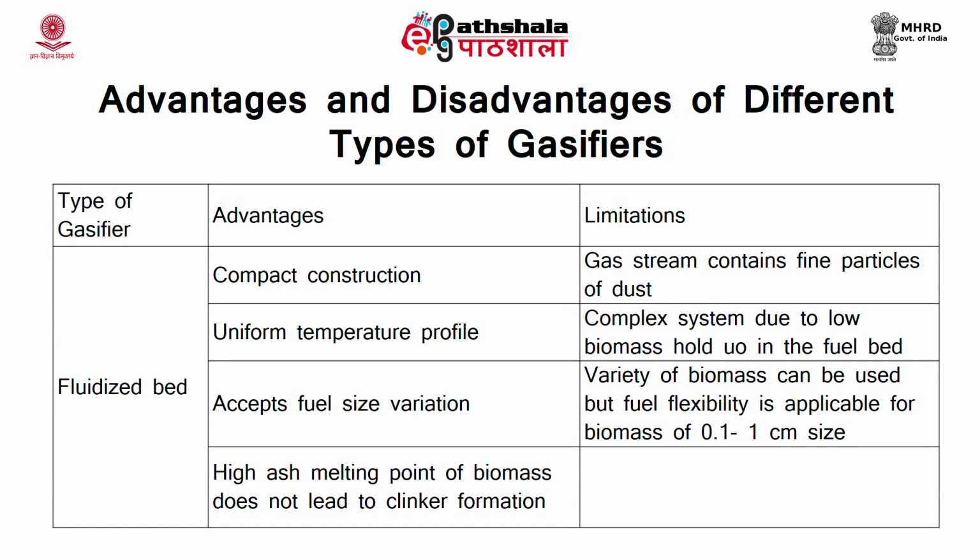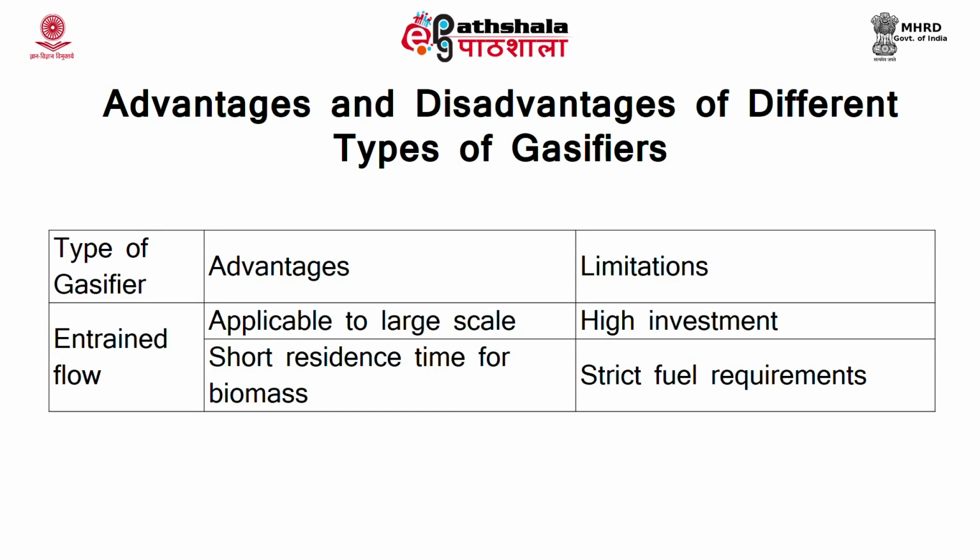In the case of fluidized bed, compact construction, uniform temperature profile, it accepts fuel size variation, high ash melting point of biomass does not lead to clinker formation are the advantages, while the gas stream contains fine particles of dust, complex system due to low biomass hold up in the fuel bed, variety of biomass can be used, but fuel flexibility is applicable for biomass of smaller size. In the case of entrained flow, it is applicable to large systems, short residence time is required for the biomass, but it requires high investment and strict fuel requirements.